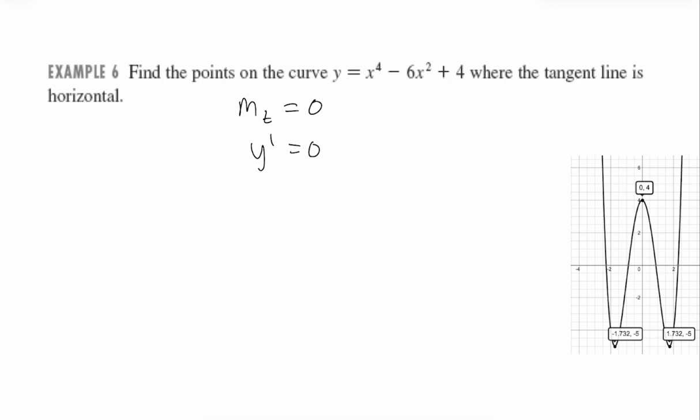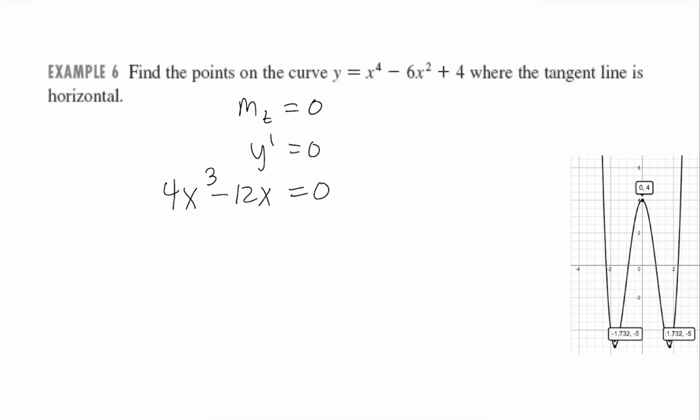So let's find what the derivative is. The derivative is 4x cubed minus 12x plus 0, and that has to equal 0. So you have to get into the habit, when they mention anything to do with tangent lines, the derivative gives us the slope of that particular line. And a horizontal line has a slope of 0. So you're blending those two pieces of knowledge in your head.